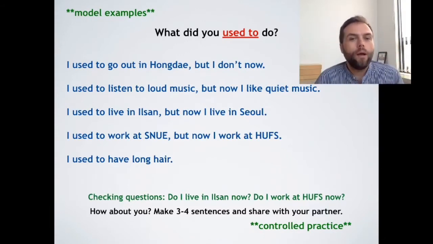Okay, so here are some examples. Now, what you can also do is ask checking questions. So, do I live in Ilsan now? No. Okay, do I work at HUFS now?